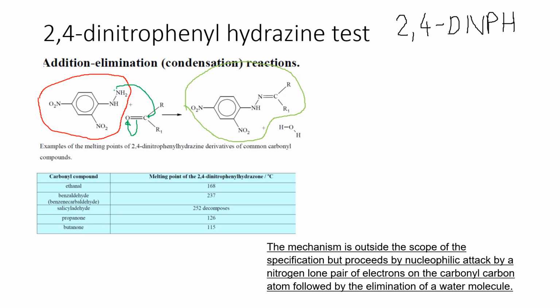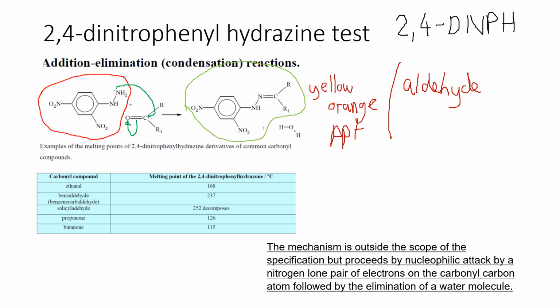And this is insoluble. It doesn't dissolve in water, so you get a precipitate, which is a yellow-orange precipitate. So this is a good test for an aldehyde or a ketone. However, we can get more information than just the precipitate. 2,4-DNPH will confirm that it's an aldehyde or a ketone.